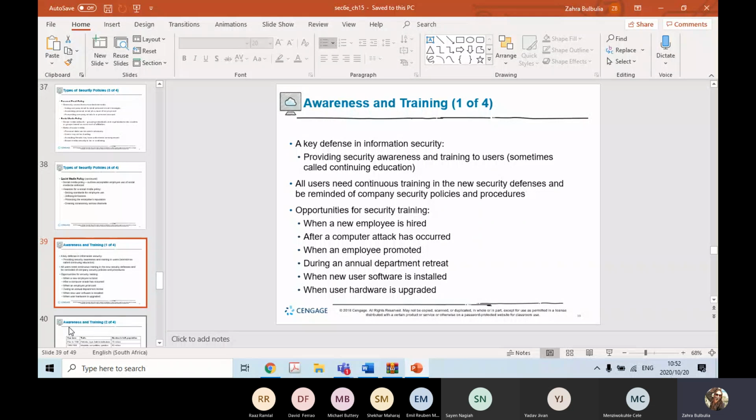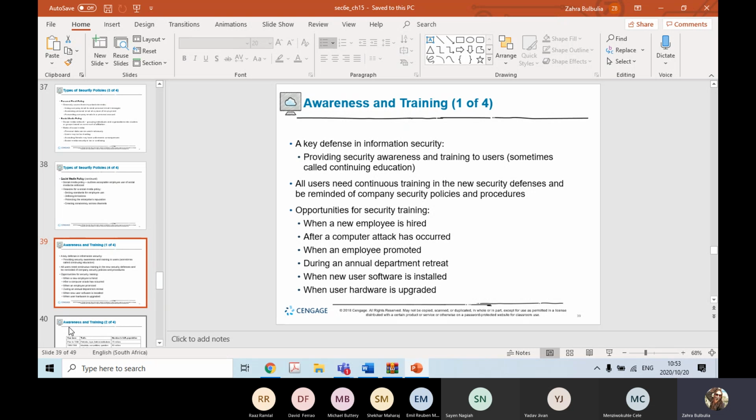Awareness and training. Now, we don't do enough of this. This is a key defense in information security, providing awareness and training to users. All users need continuous training in new security defenses because there's always new attacks. When you are hiring somebody, you should provide security training. After a computer attack has occurred, you should definitely provide security training then. When an employee is promoted to a position where they have more access, you should provide training there as well.